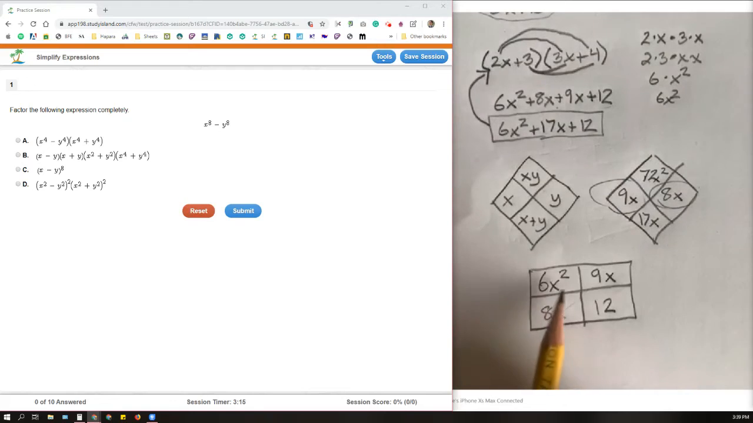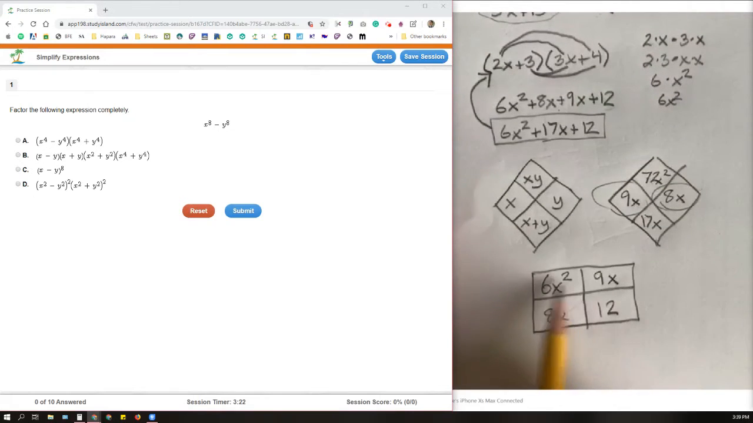Now all you have to do is find out what each row and column have in common as far as factors go. So factor each row and each column. For example, 6x squared and 9x. What do they have in common? Well, 6 and 9 both divide by 3, and x squared and x both divide by x. So 6x squared and 9x both divide by 3x. I could do 3x times 2x to get 6x squared, and I could do 3x times 3 to get 9x. So they both divide by 3x.